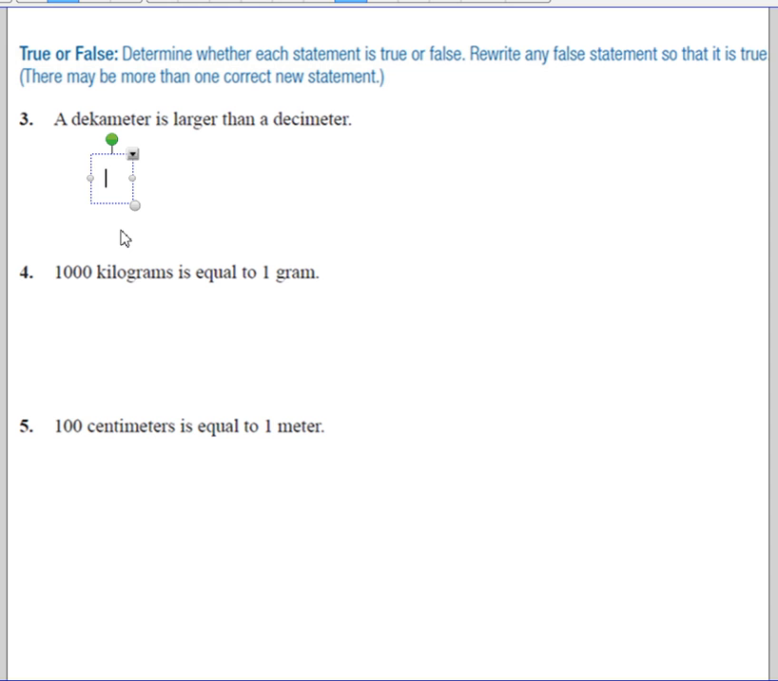So a decameter is larger than a decimeter. I already mentioned that, that's true. Decimeter has a decimal in it, it's smaller. 100 kilograms is equal to 1 gram, that's false. We just looked at that, it's the opposite. It's 1 kilogram is equal to 1,000 grams. So they put it in the wrong order. And 100 centimeters is equal to 1 meter. And that is true because we said that a centimeter was 1/100th of a meter, so it takes 100 of them to equal the whole meter.